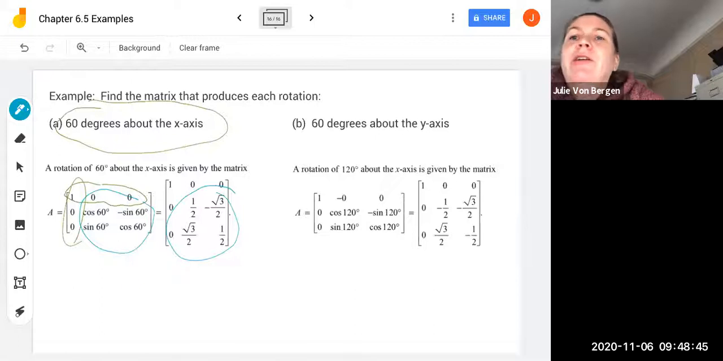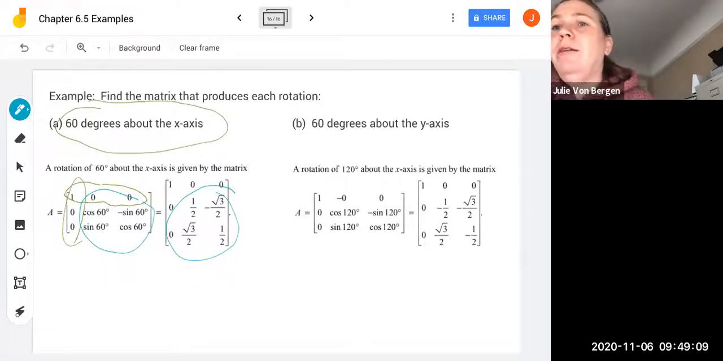And so we get those values 1/2 and negative root 3 over 2 for the negative sine of 60 degrees. And then in the third row, we've got root 3 over 2 for the sine of 60 degrees, or maybe more familiar to use sine of pi over 3. And the cosine of 60 is 1/2, or what you think of as cosine of pi over 3.